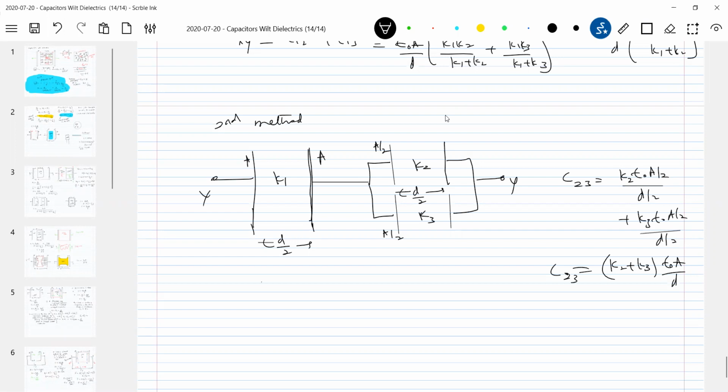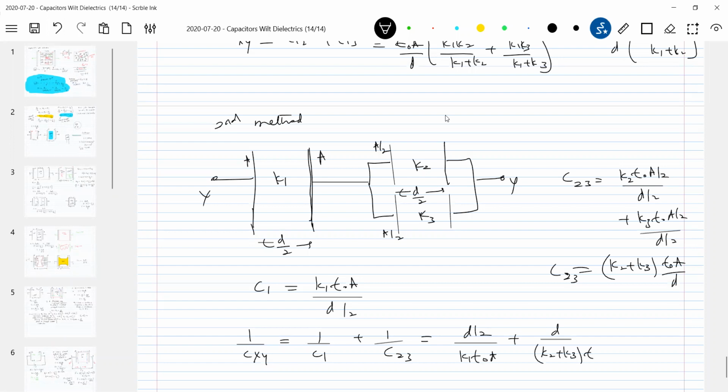And what is C1? C1 is K1 epsilon naught A by d by 2. And how this effective will be? C1 and C23, this will be in series. So therefore, Cxy is given by 1 by C1 plus 1 by C23. That is d by 2 K1 epsilon naught A, plus d, K2 plus K3 epsilon naught A.